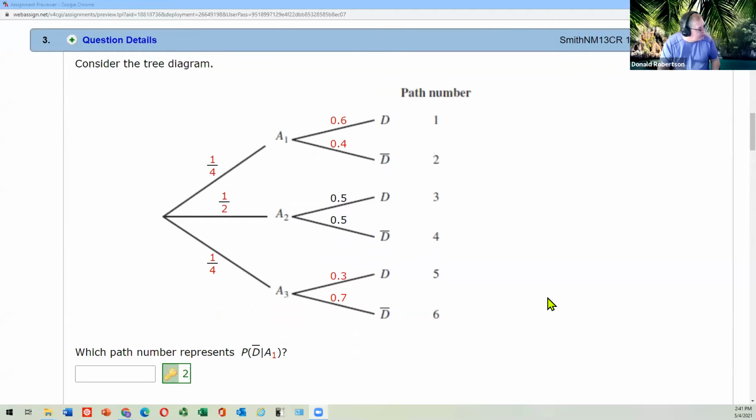This section is relatively quick for the first few. So let me jump right in here and show you question 3. Which path number represents this guy? So D hat given that A1 has happened. D hat given A1. You can see that's path D. Oh, there's the answer too. They wanted to know what the probability is. It would be D hat given A1, D hat would be 0.4.